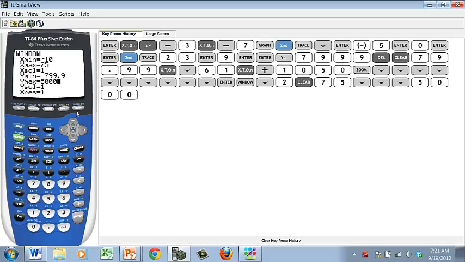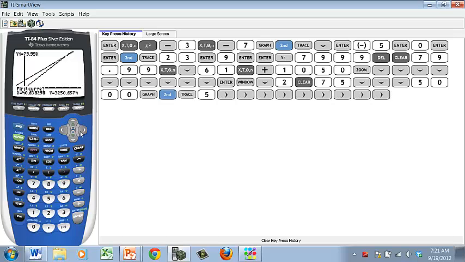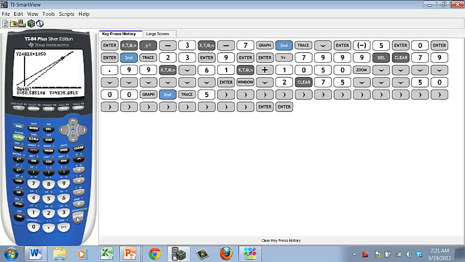And this just takes playing around with if you can't find your window. So now notice I do get them intersecting right up at the top, so now I can do point of intersection. To get the point of intersection, I'll do second trace to get calc. I would like to choose option 5 for intersect. First curve, I'm just going to move my cursor over to where it looks like they intersect. Press enter. Second curve, I'm happy with where I'm at, so I'm not going to take a guess.